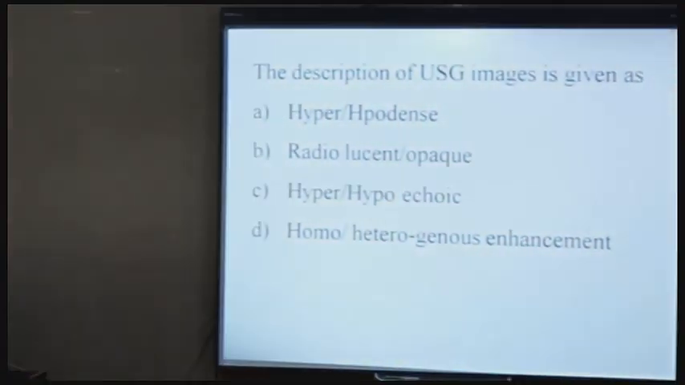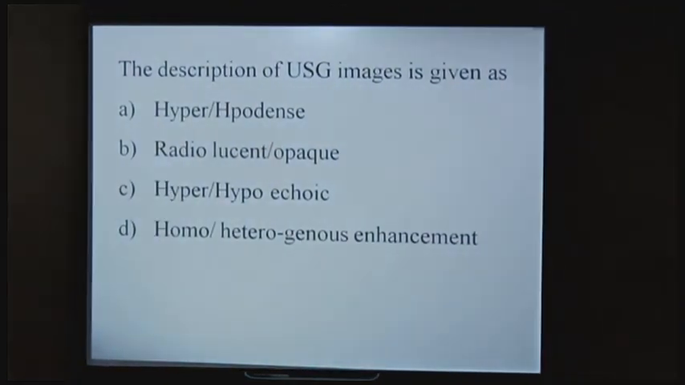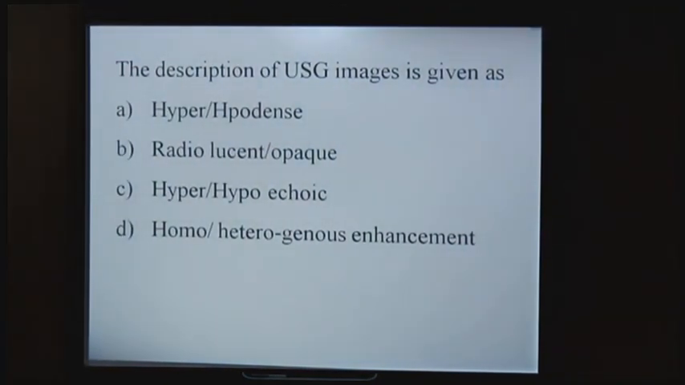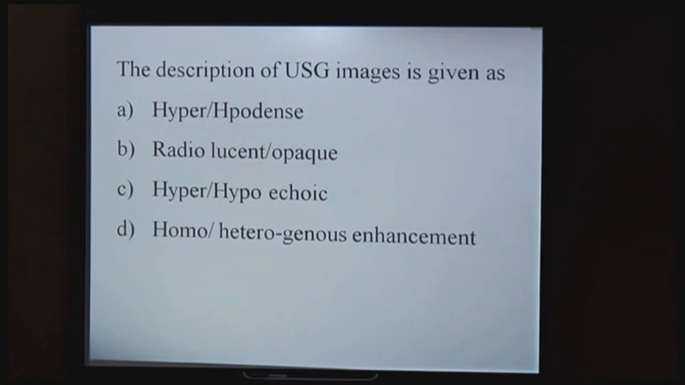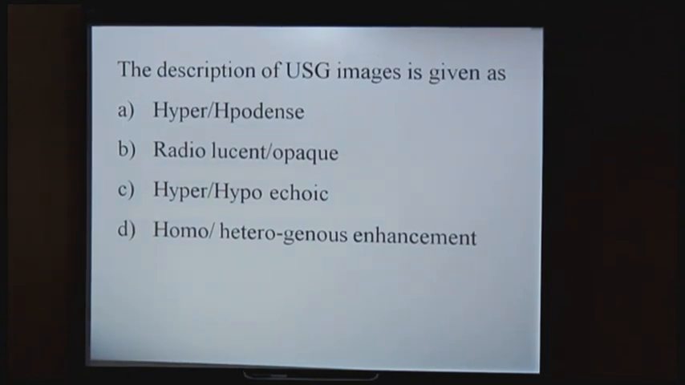The description of USG images is given as C, yes, echogenicity. So hyperdense and hypodense is given by CT. Okay, radio opaque, radiolucent, that is mentioned in regular radiographs and in CBCT. And homogeneous or heterogeneous enhancement is given in MRI.